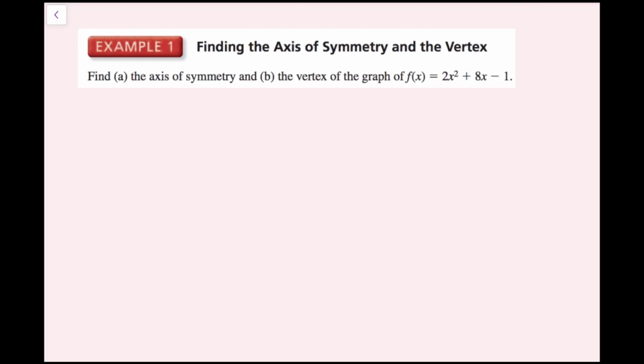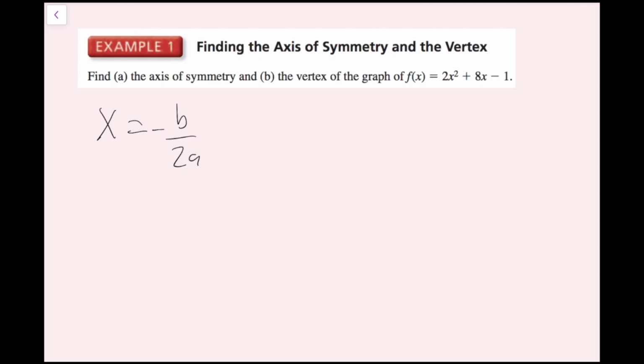For example 1, we're going to find a, the axis of symmetry, and b, the vertex of the graph of f of x equals 2x squared plus 8x minus 1. So first to find the axis of symmetry, I remember that I have the equation x equals negative b over 2a. So I'm going to use this equation and identify my a and b value from my function and then plug these in. My a value is going to be 2 because that's the coefficient of the x squared term. And then my b value is going to be 8 because that's the coefficient of my linear term, or my x term.